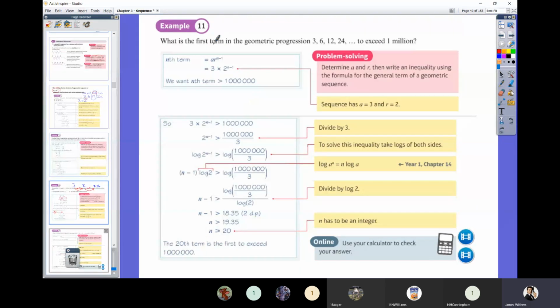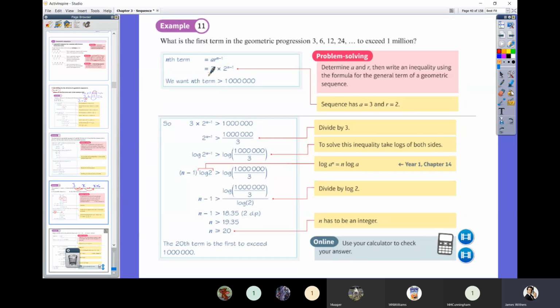Yes, then example 11 is a typical question as well. So we're being told, what is the first term in this progression to exceed 1,000,000? So our unknown is now n, okay? We know that a is 3, the first term. We know that r, the amount we're multiplying by each time, is 2, okay? So we can set that up using that first formula we saw.